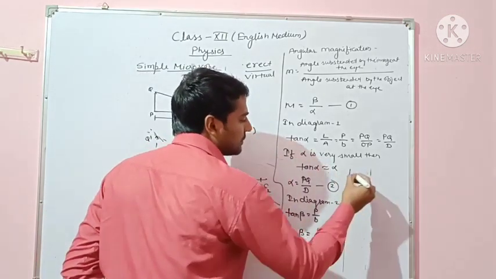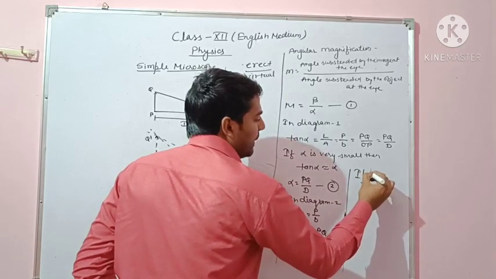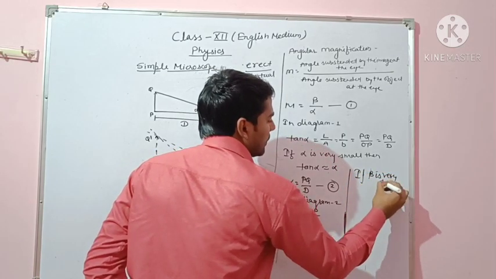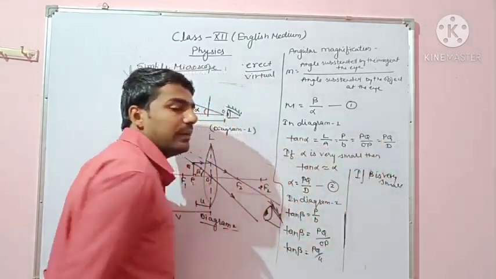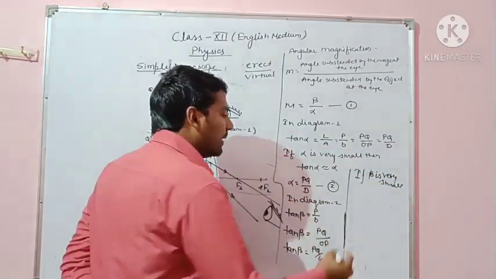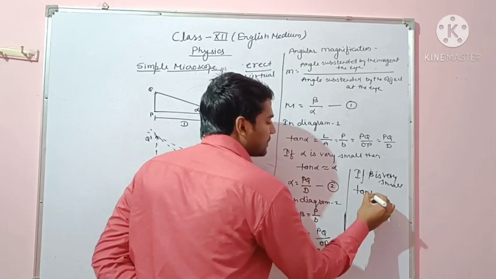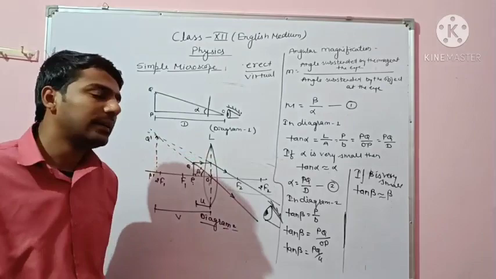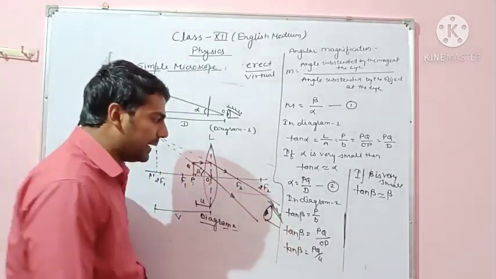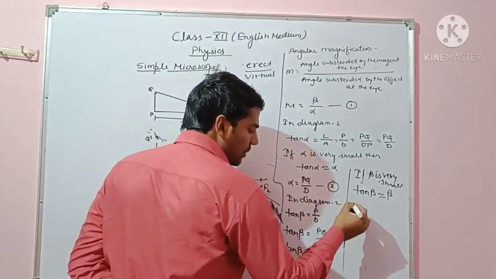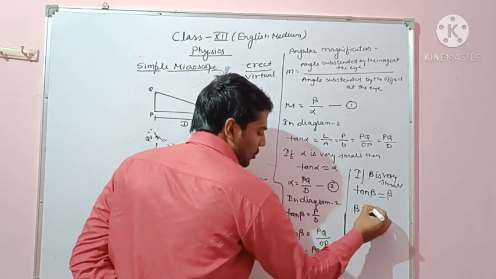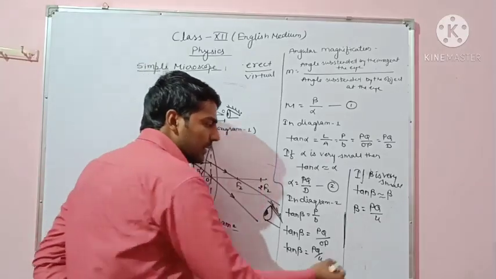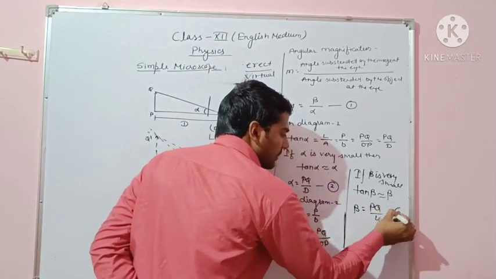If beta is very small, then tan beta equals beta. So beta equals PQ upon U. Call this equation number third.